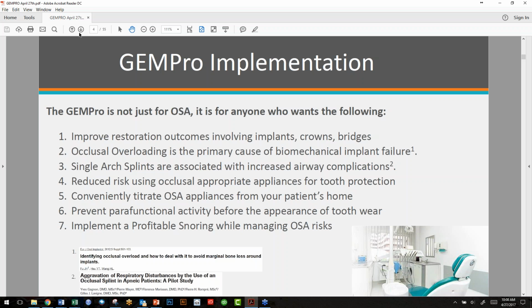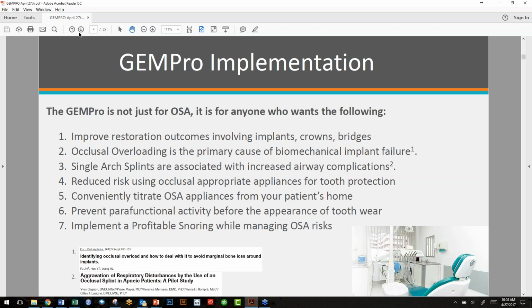Occlusal overloading is a primary cause of biomechanical implant failures. Okay, so that's something that we just need to deal with, and we can. In certain circumstances, we can greatly reduce the risk of this happening. If you reduce the risk of overloading, then by all means, how do we do that? Because we all know what grief implant failure causes.